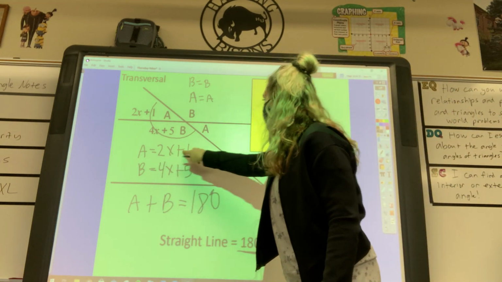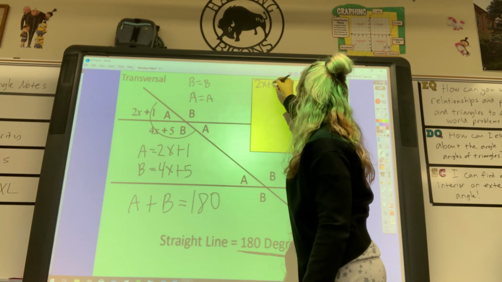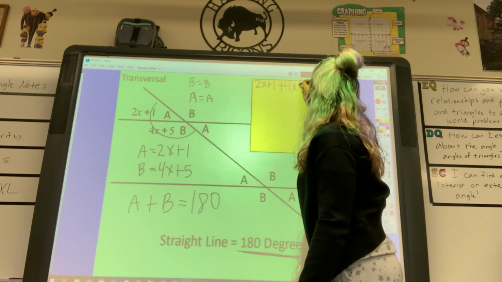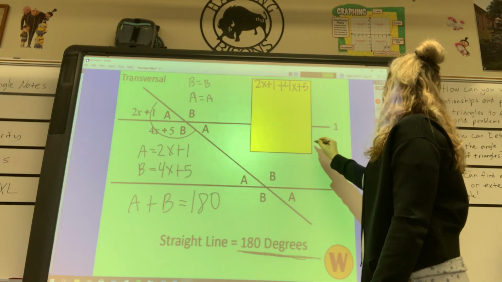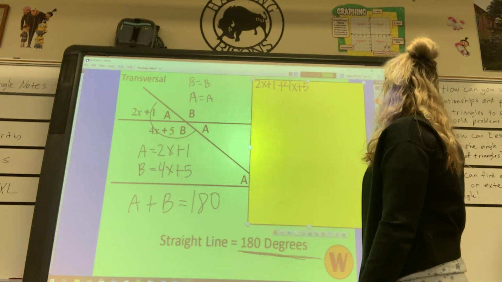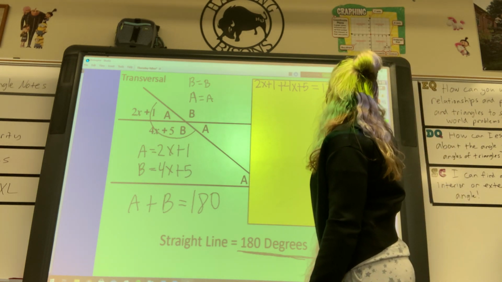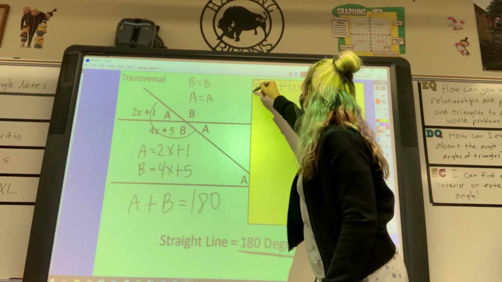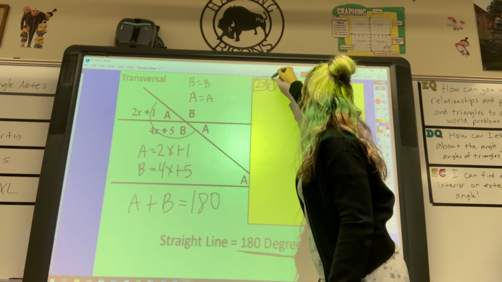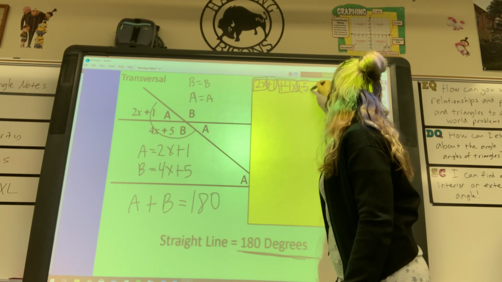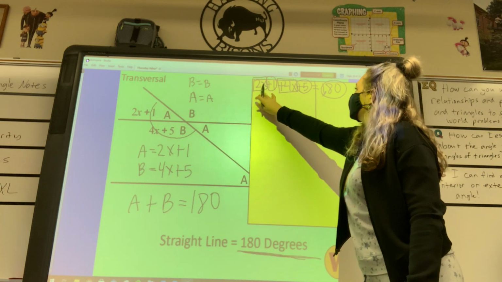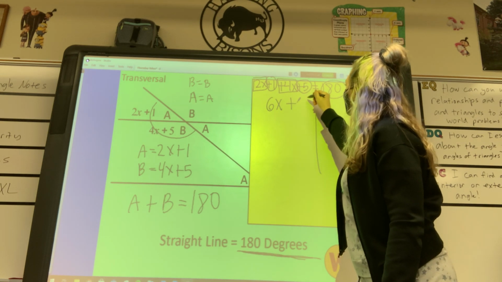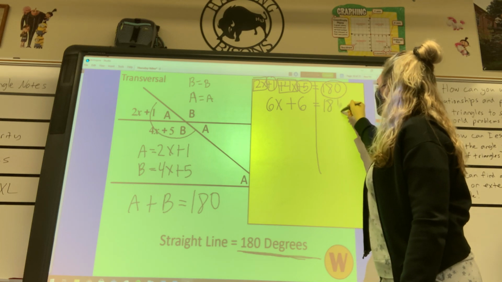So what we can do is take our A, 2x plus 1, plus our B, which is 4x plus 5, and we can set this equal to 180. So what we're going to have to do is solve this equation by first combining like terms. So I'm going to circle and box like we have done this year. Draw our line. So on the left side, 2x plus 4x is 6x. 1 plus 5 is 6 equals 180.